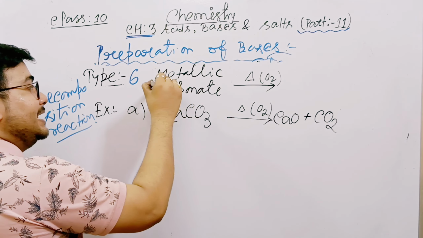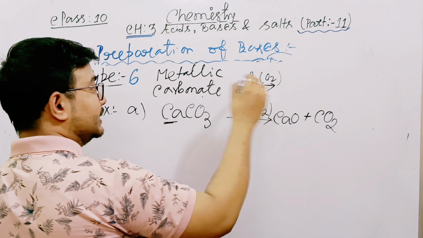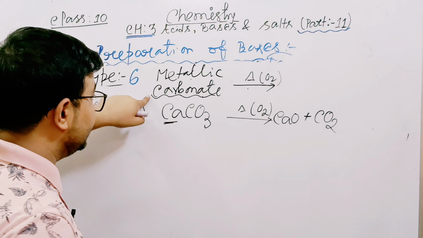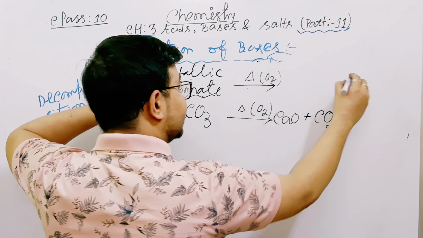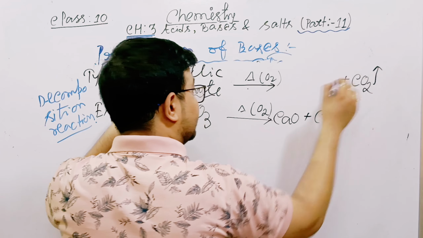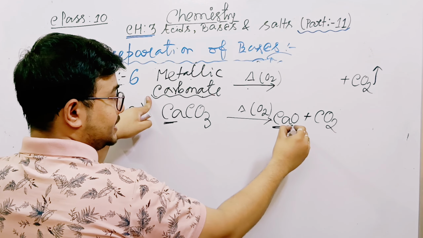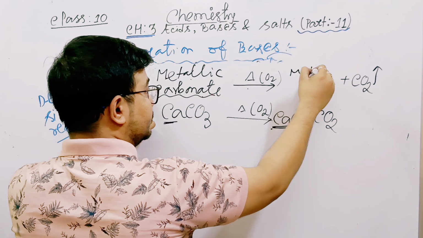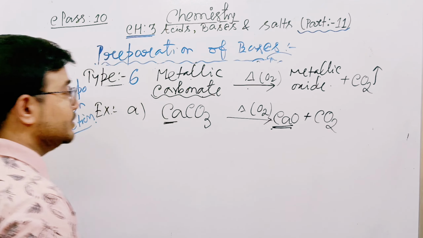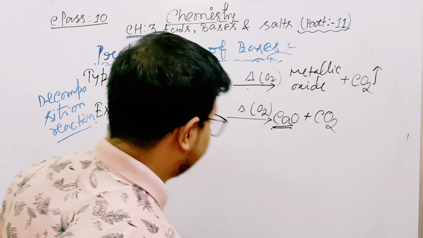So whenever any metallic carbonate is heated, keep in your mind, then one common answer is carbon dioxide. It is common. Carbon dioxide is common. Along with, what is the answer? Another metallic oxide. Do you understand? This is your answer, metallic oxide.